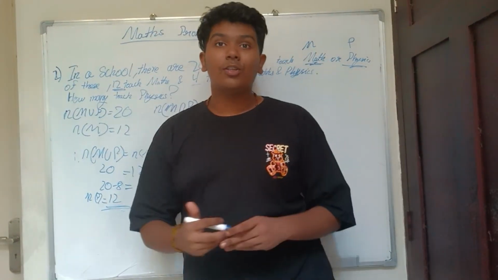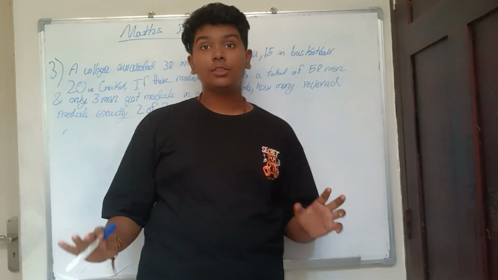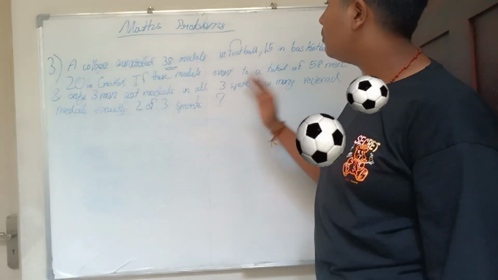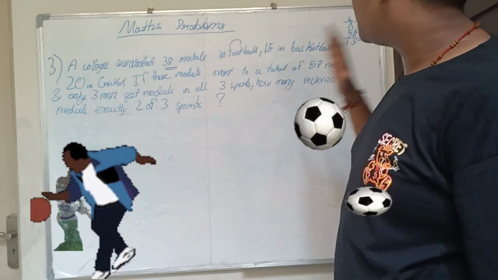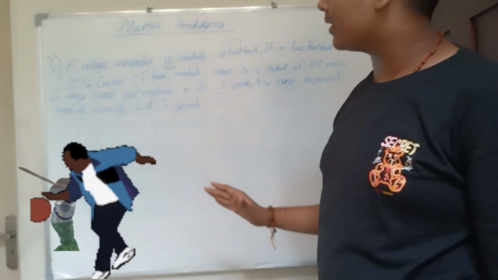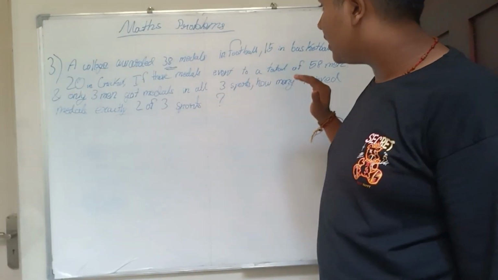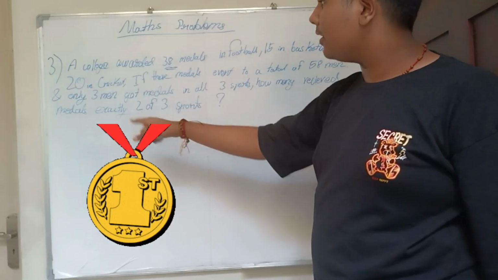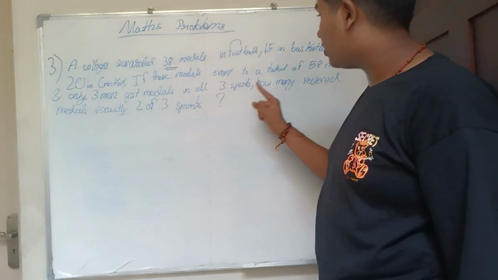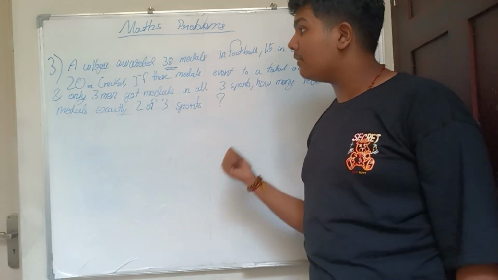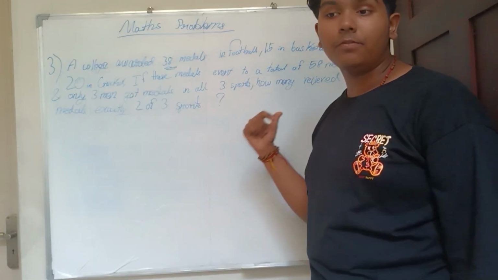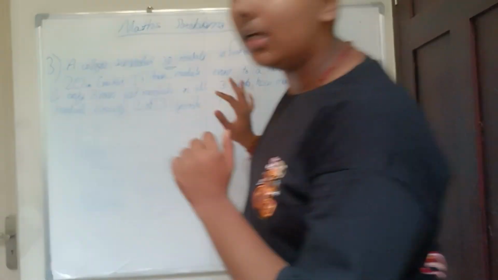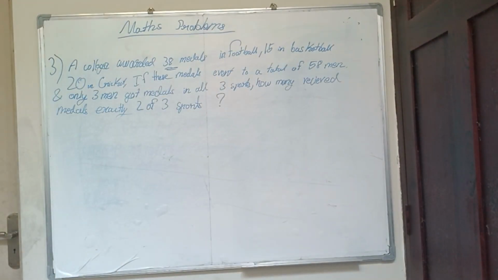Now let's move on to the last question. The last question of the day is: a college awarded 38 medals in football, 15 in basketball, 20 in cricket. If these medals went to a total of 58 men and only 3 men got medals in all 3 sports, how many received medals in exactly 2 of 3 sports? So pause the video, read the question again and try to solve it.